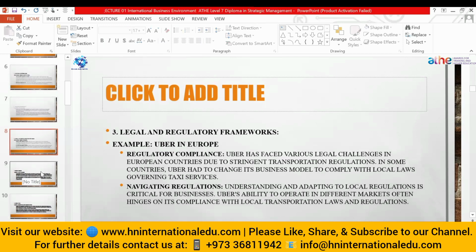Legal and regulatory frameworks. Here the example is about Uber in Europe. First of all, legal and regulatory frameworks are all the laws and regulations applied by the government, and all organizations need to follow them no matter what. The first one, regulatory compliance. Uber has faced various legal challenges in European countries due to stringent transportation regulations. In some countries, Uber had to change its business model to comply with the local laws governing taxi services.